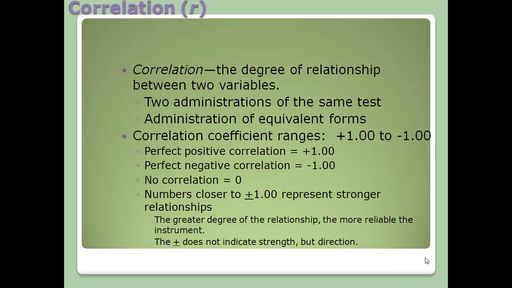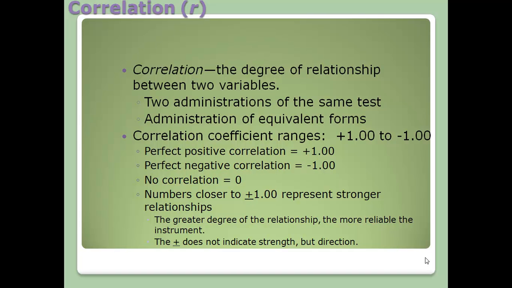Now, before we get to that, though, I want you to understand the different correlation ranges. The range indicates the degree of relationship between these two variables that are related. Now, you can have administrations of the same test or equivalent forms, as we've talked about before, or you can use the split half, but this is really where you're going to find it. The split half is where you've used one of these two administration types.